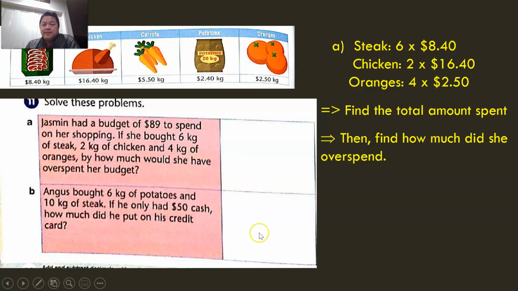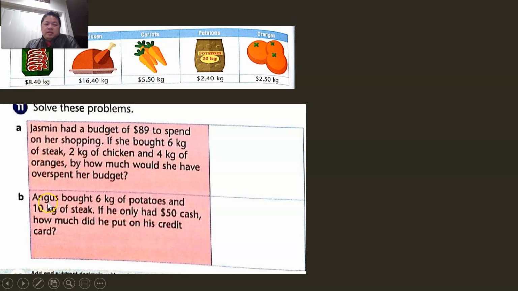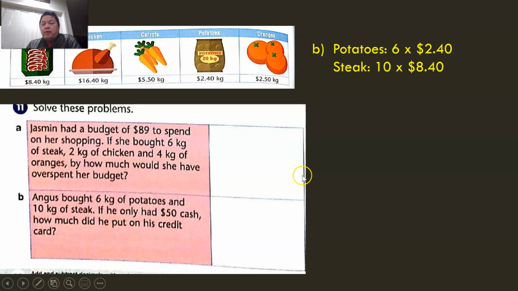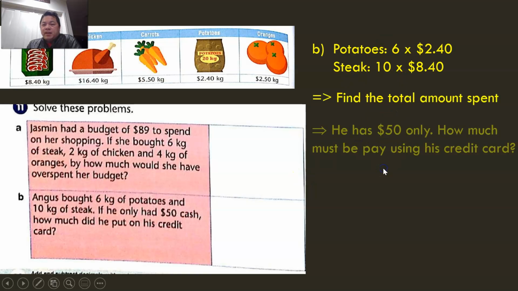Okay. So for part B, Angus bought 6 kg of potatoes and 10 kg of steak. He only had $50 cash. So sometimes if we do not have enough cash, we can partially pay with cash and then partially pay with a credit card. So now the question is, how much does he need to pay using his credit card? So again, the trick is to find the total amount that he spent on these 2 items. Then after that, you minus away $50. That's the amount of money that he needs to charge on his credit card, isn't it?